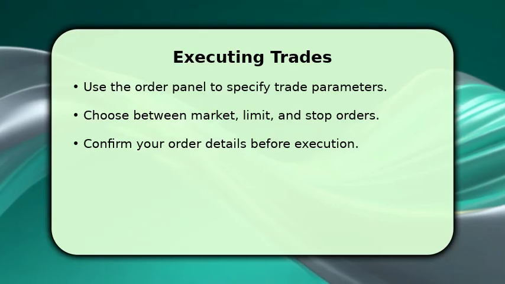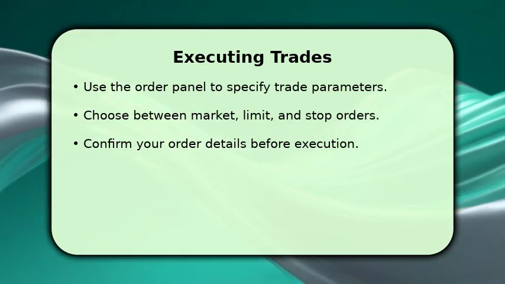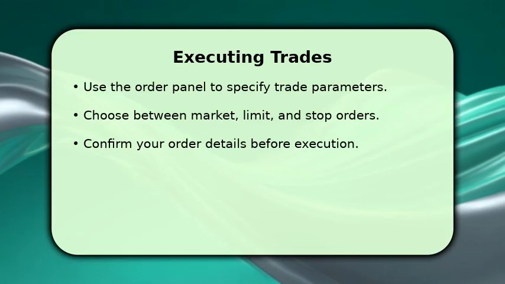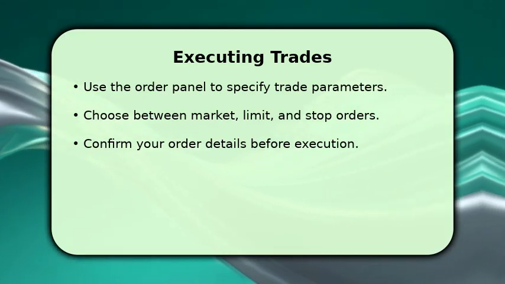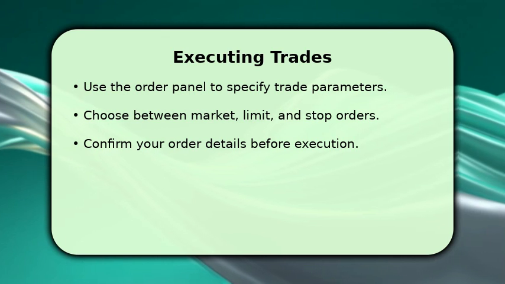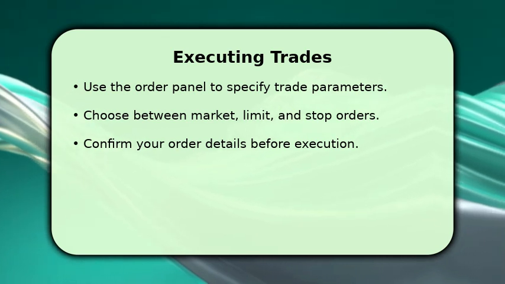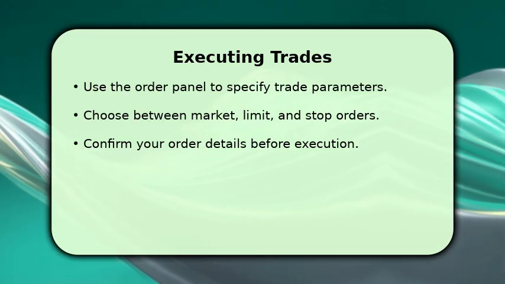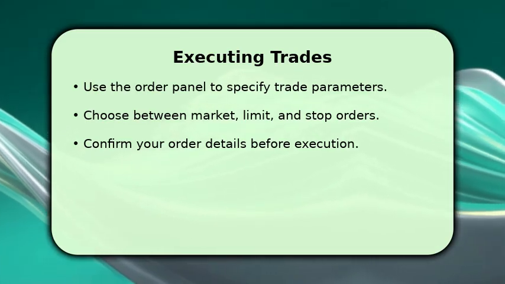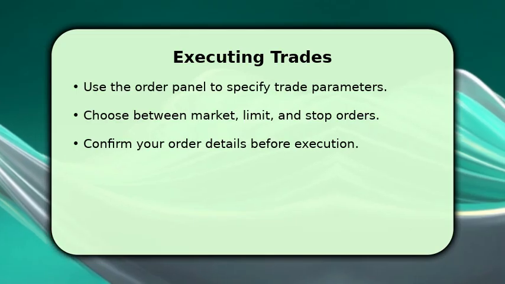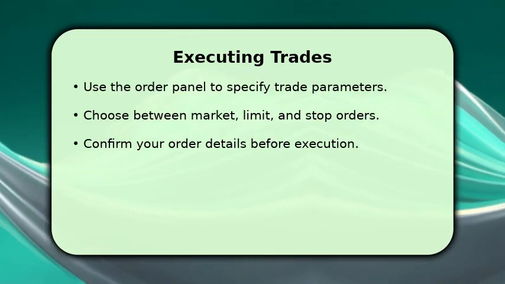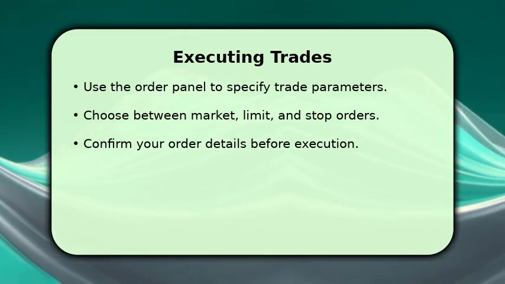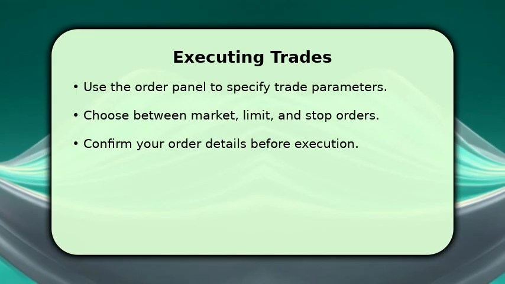To place a trade, navigate to the order panel within the trading interface. Here, you can specify all your trade parameters, including the instrument, quantity, and price. You have the flexibility to choose from various order types, such as market orders for immediate execution, limit orders for specific prices, or stop orders to manage risk. Always review your order details carefully before confirming to ensure accuracy.